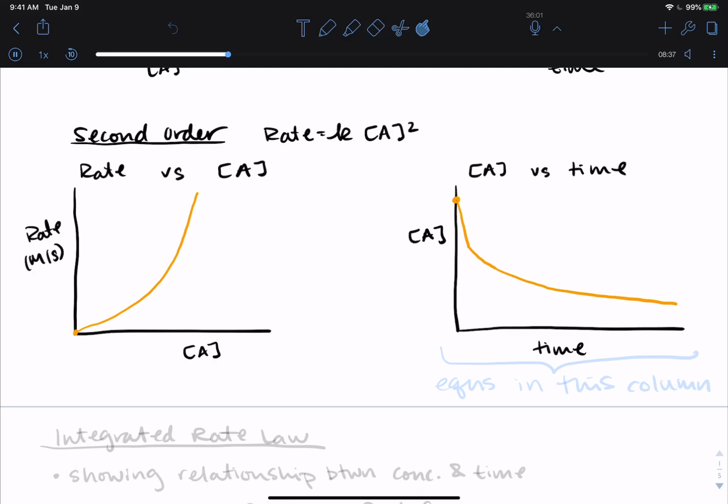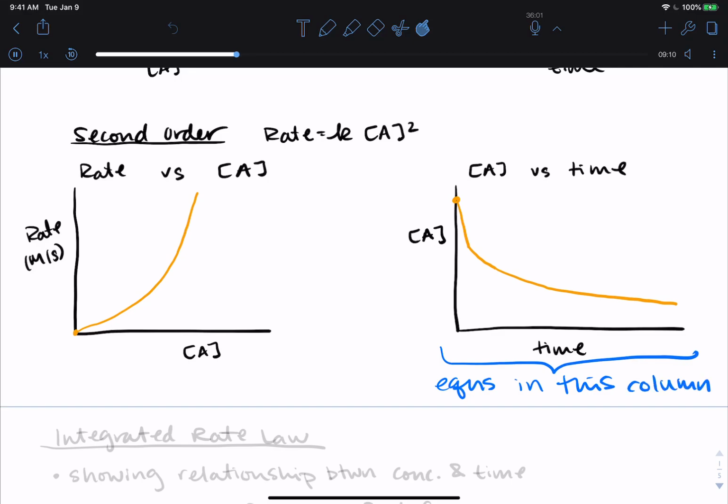So what we have done is just qualitatively reason through what all of these reactant concentration versus time plots might look like. What the integrated rate law does is give equations for every plot in this column.